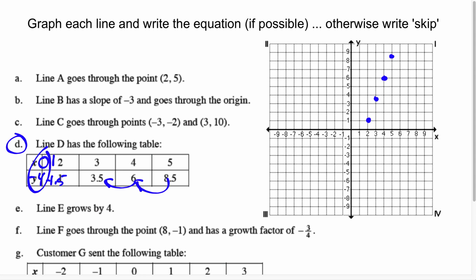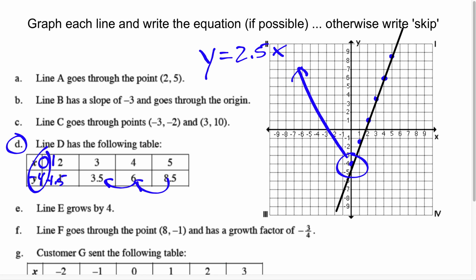Okay, so again, on my table, I can subtract 2.5 for every 1 I go over, and subtract 2.5 for every 1 I go over. So there is my line. Okay, I can write my equation. I have a slope, it's an increase of 2.5. And the y-intercept is sitting here at -4.